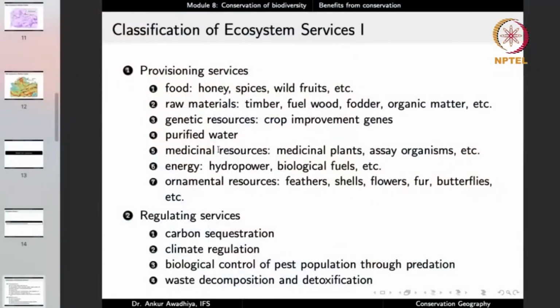So, wetlands provide a huge provisioning service in the form of purified water. So they purify the water and provide the purified water that can be used by humans. Another provisioning service is medicinal resources, medicinal plants, assay organisms, and so on.